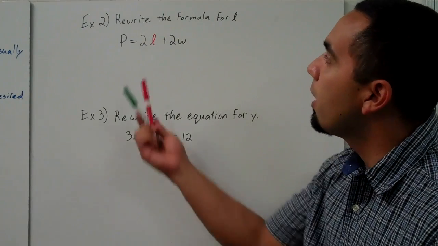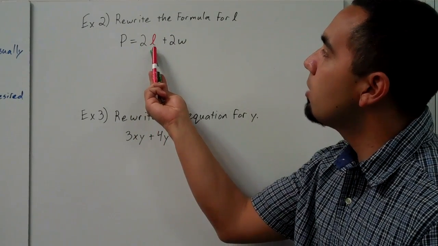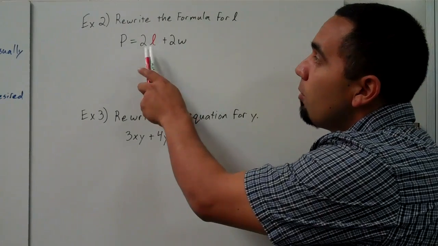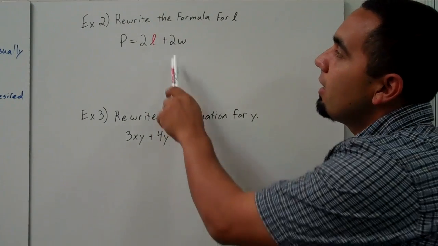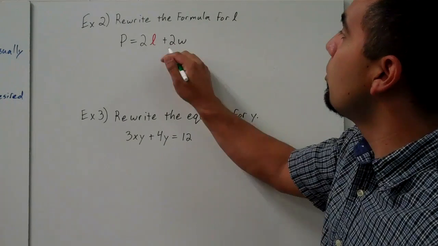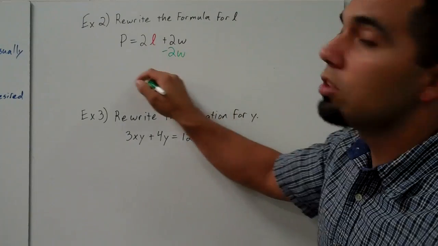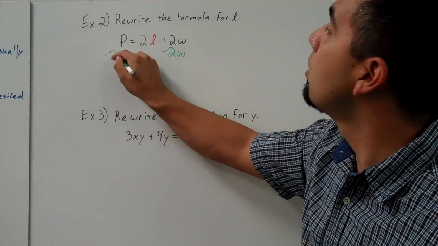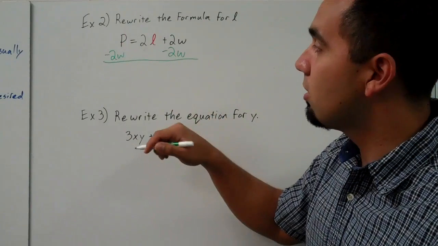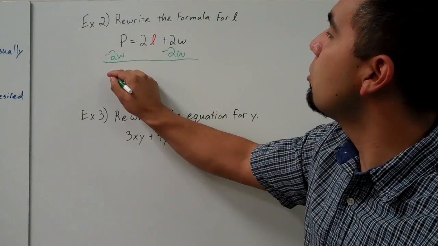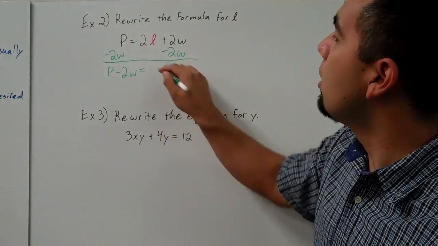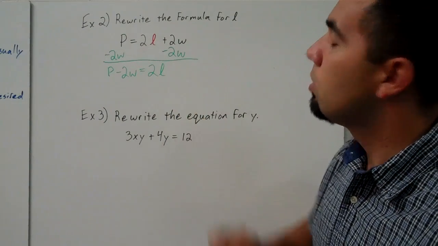So, example number 2, doing the exact same thing, says rewrite the formula for L, which is just a cursive L. We have P equals 2 times L plus 2 times W. This one's a little bit harder. If I want to get the L by itself first, I need to get rid of the stuff that's being added to it. So first step, I'm going to subtract 2W from both sides. These are not like terms, so I can't combine them. I can't do any addition or subtraction. I'm just going to say P minus 2W equals 2L.